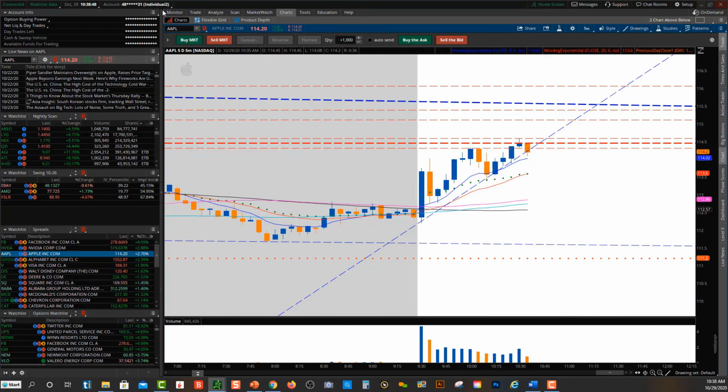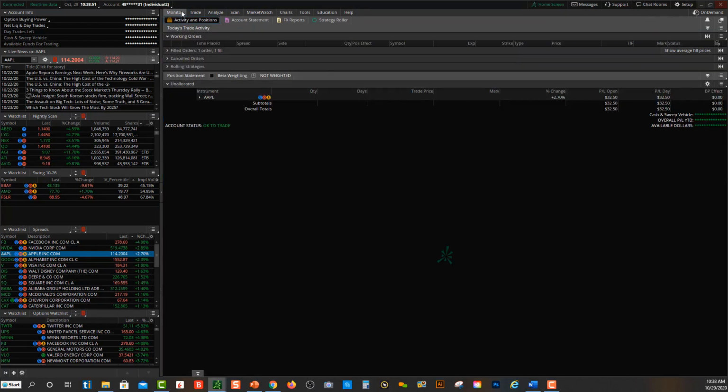But we'll watch and see. Let this 5-minute candle form just to show you this position. Again, I'm in one options contract, so I'm up 32 bucks. If I had 5 options contracts, it would be 150. If I had 10, what is that at?